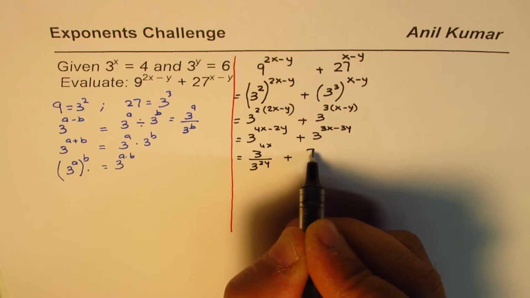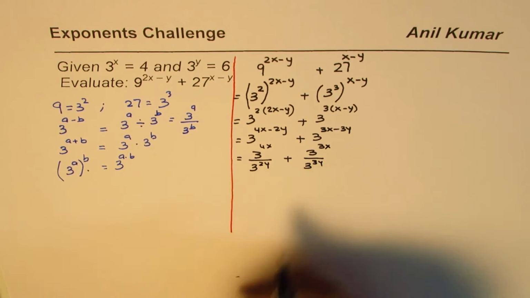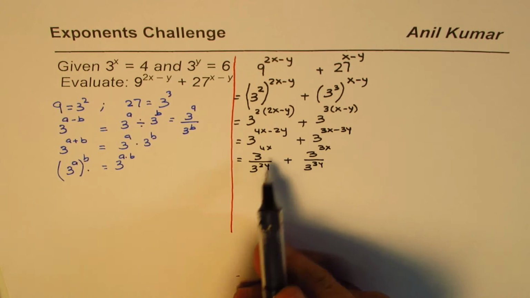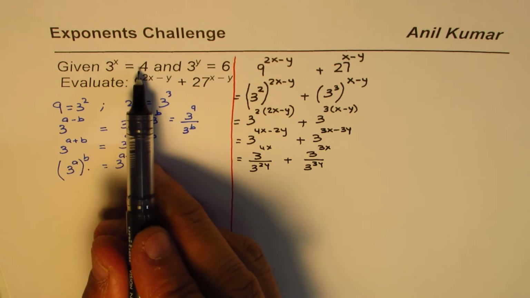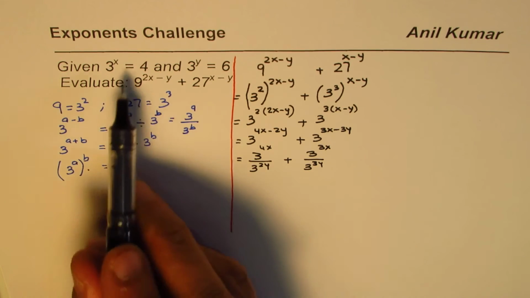Plus 3 to the power of 3x divided by 3 to the power of 3y, correct? So like this, we could actually simplify our expression. Now we know 3 to the power of x is 4, 3 to the power of y is 6. We could substitute it here. 3 to the power of x is 4.